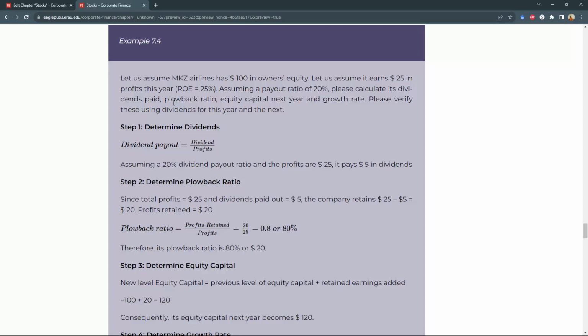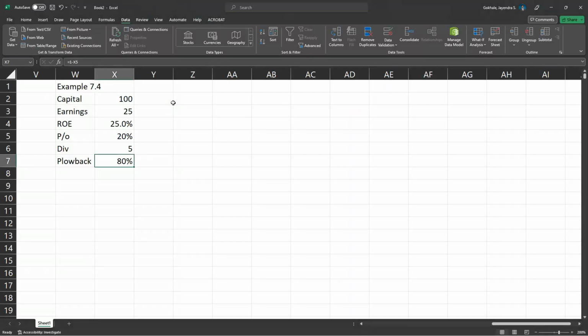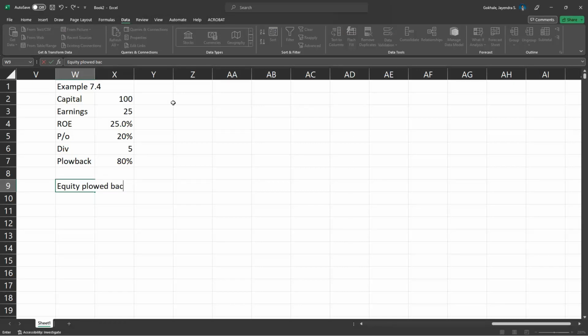And then please verify using dividend. So what are we doing here? Equity capital next year. Got it. So we plowed back 80%, which means equity plowed back is 80% of the earnings, 80% of $25. So the next year's equity capital will be equal to this plus this.